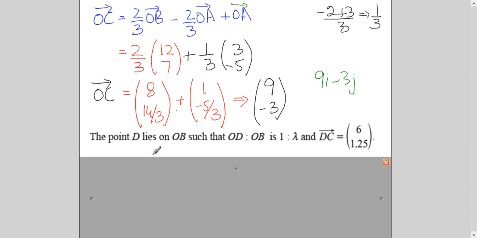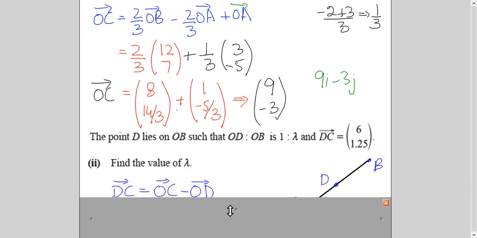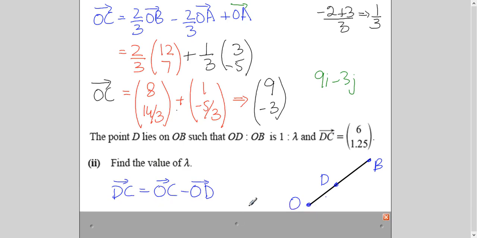The next part of the question is saying the point D lies on OB such that the ratio OD to OB is 1 to lambda, and DC is given to you. Now what comes in your mind? This information is given and you have to find the value of lambda. Again, it will be helpful if I make a connection and break this up into position vectors. So now, I have just drawn a diagram here for your understanding, because D lies on OB, so I have just roughly drawn here, not drawn to scale, because I don't know the value of lambda as yet.